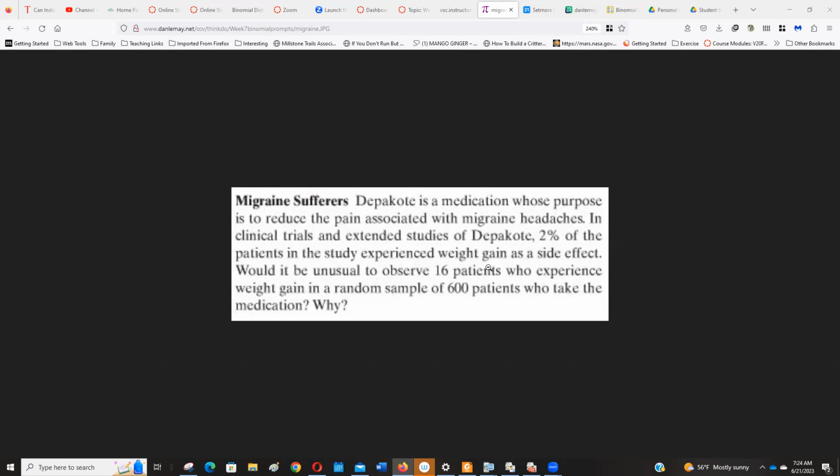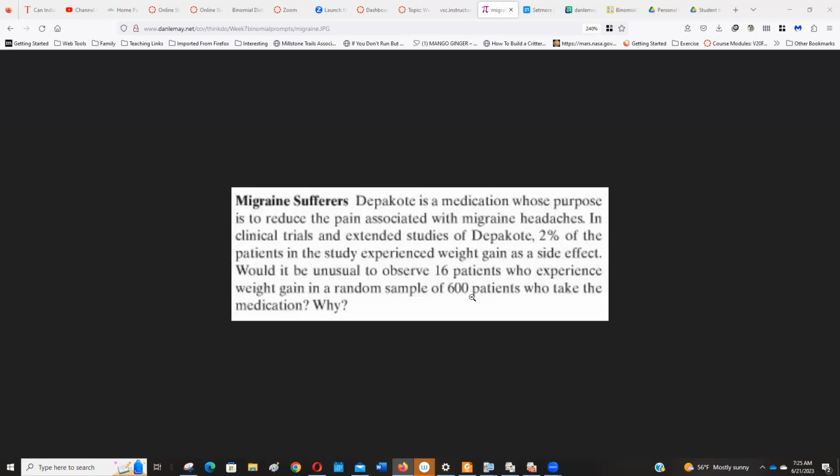I think whether I take the drug and gain weight versus whether you take the drug and gain weight are independent. So there's the independence condition. The probability that I experience weight gain compared to the probability you experience weight gain is 2%. That doesn't change. There's no reason for it to change, since it's based on extended studies that they've done on this, and it seems to hold. So that's true. We've got three of the four. Then there's a fixed number of trials because there are 600 patients. So this is the binomial distribution.